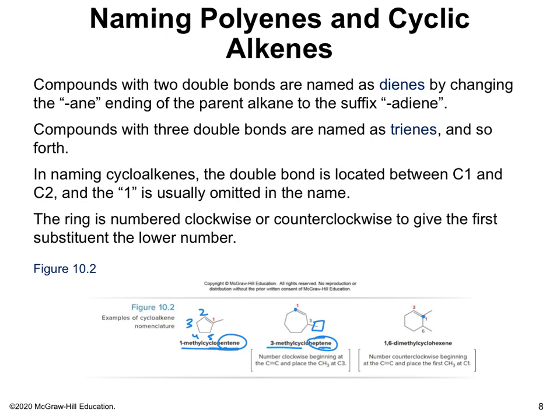So here, you can go clockwise or counterclockwise, except you have to go through it. So that gives the substituent 1, 2, and so there you get 1,6-dimethylcyclohexene.